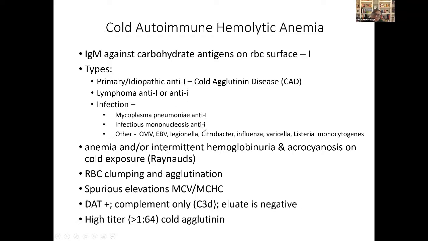So the general teaching is that if your cold agglutinin specificity is a small i, and the patient does not have infectious mononucleosis, then you really should be looking for a lymphoma, because that's your next thing on the differential. So if the patient comes in with cold autoimmune hemolytic anemia, you want to rule out infections such as mycoplasma and mono, and then you want to rule out lymphoma specifically if it's anti-small i.